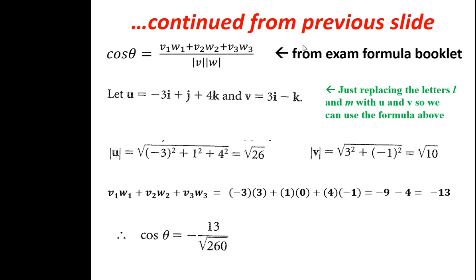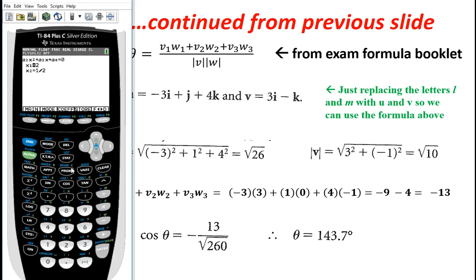So theta equals, and notice it's negative, so don't miss the negative by mistake when you're writing out your working. To solve for this, we need to do cos minus 1. So we do cos minus 1 of -13 over root 260, and you would get 143.7 degrees. Feel free to try it in your calculator if you're not sure how to do it. Just reminding you of things to do on your calculator, in case for some reason you forget.